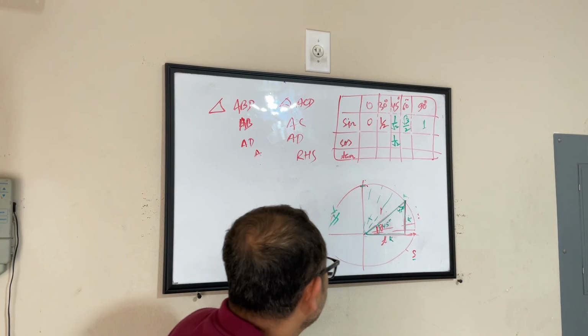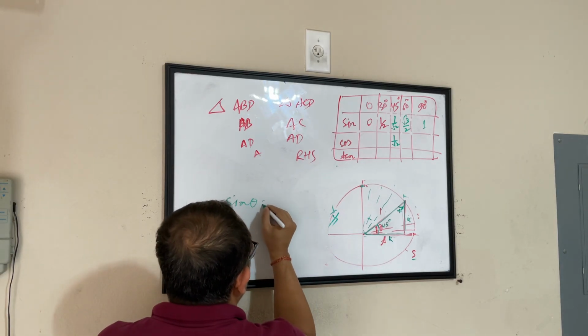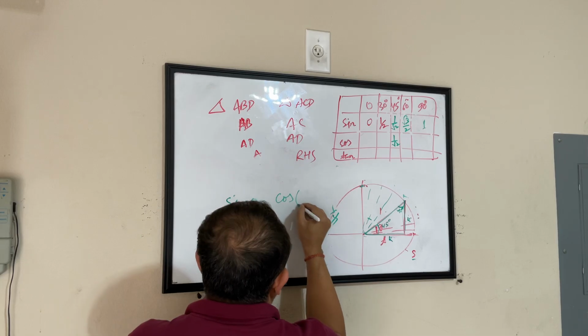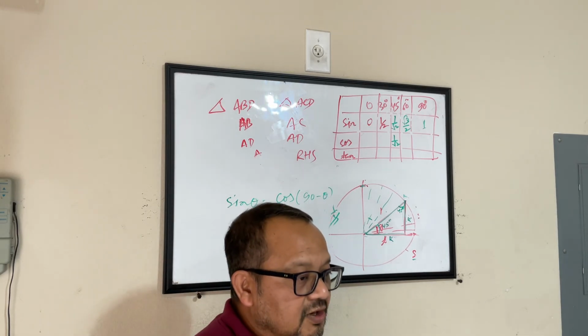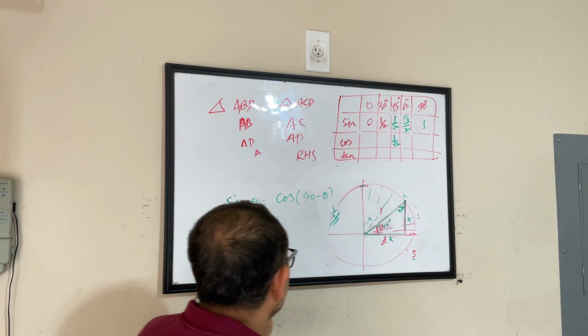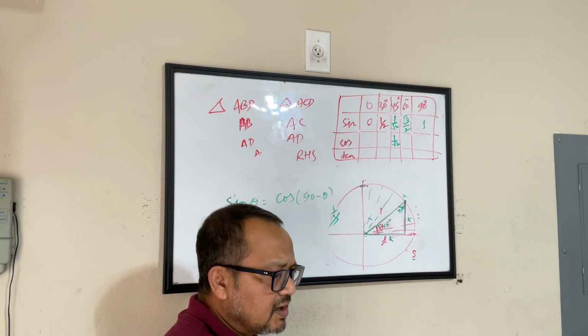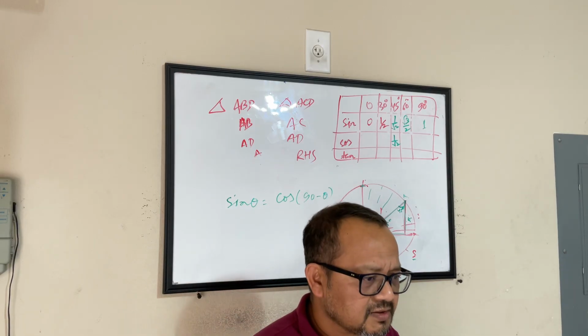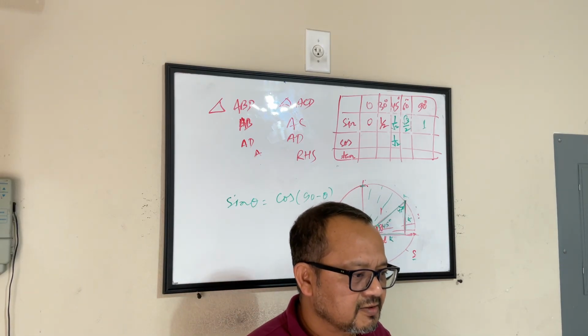So theorem of complementary angle says sine of theta is equal to cos of 90 degree minus theta. Okay. This is called complementary angle, meaning when these two angles together make 90 degree. Am I calling out the name correctly? Complementary angle?